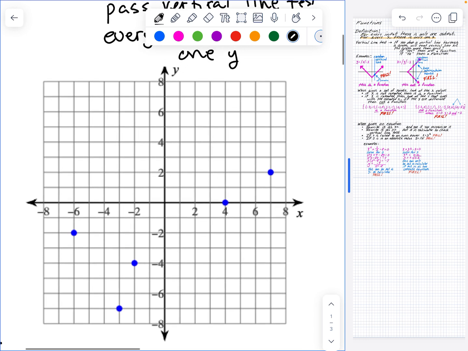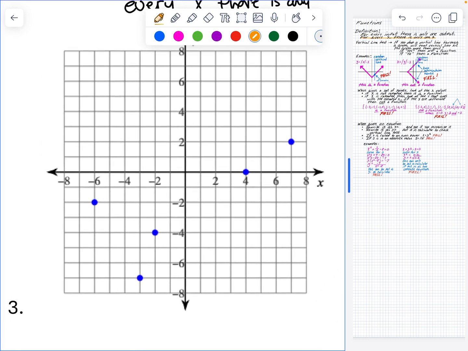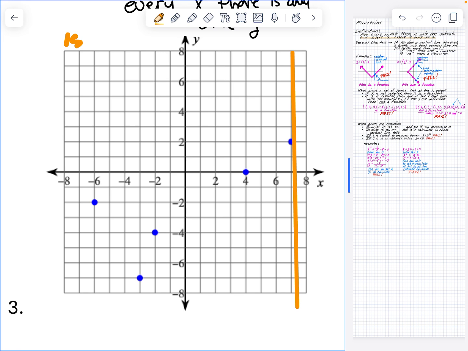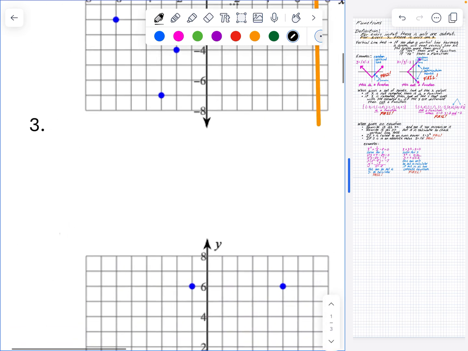If we look at it like a picture, if I put a vertical line through here, the vertical line only intersects once. If I move that line, I hit it once, I hit it once, I hit it once, I hit it once. This is a function. It passes the vertical line test.